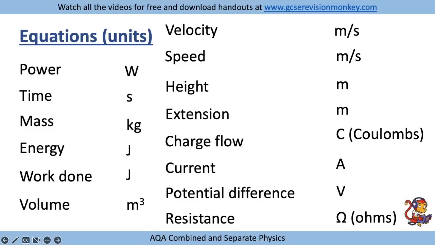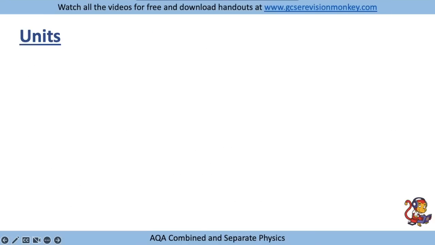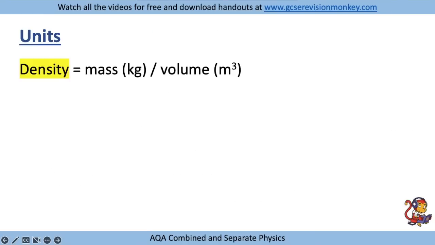And the rest of the ones that you need for paper 1, you should be able to work out using the equations if you can't remember them. So these are the units for density. And you'll get the equation density equals mass divided by volume. So if you remember the units for mass are kilograms, and the units for volume are meters cubed, then mass divided by volume, or kilograms divided by meters cubed, are the units for density.